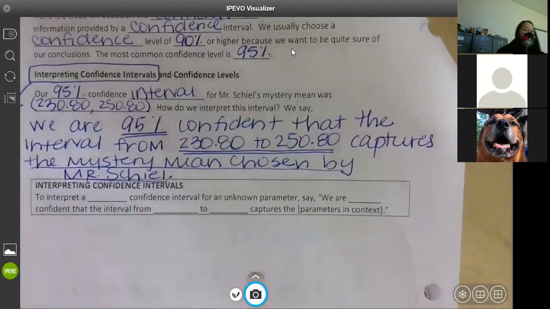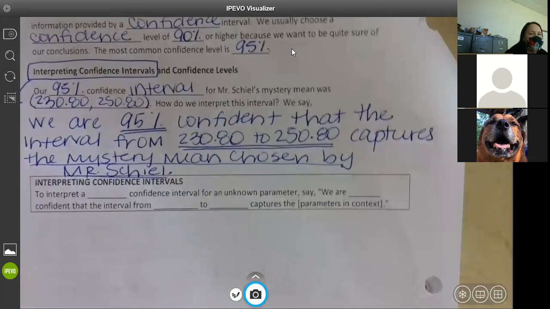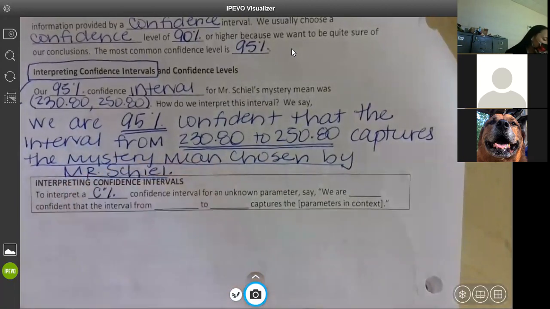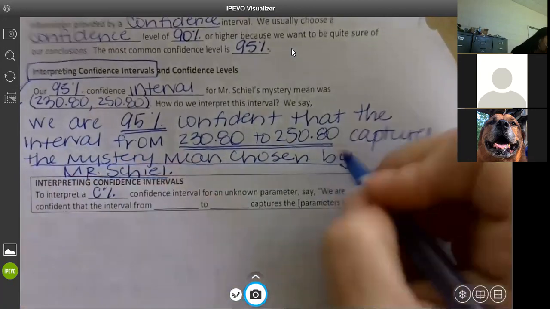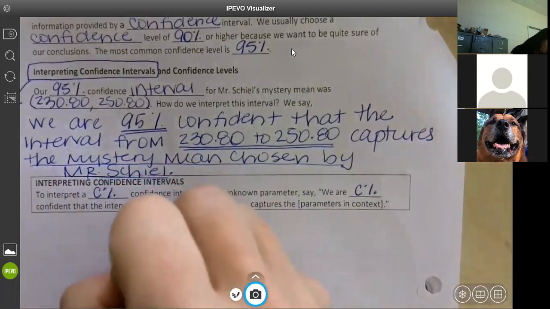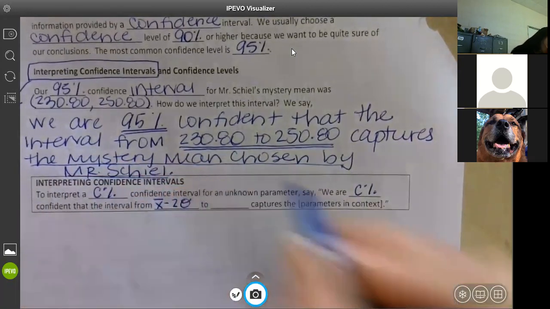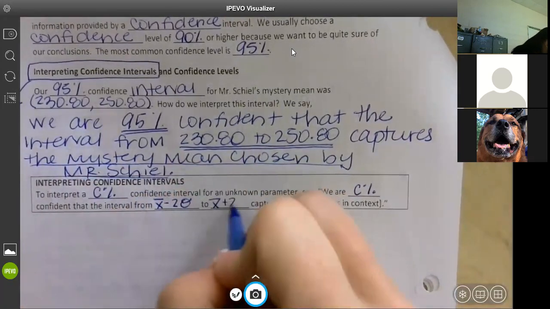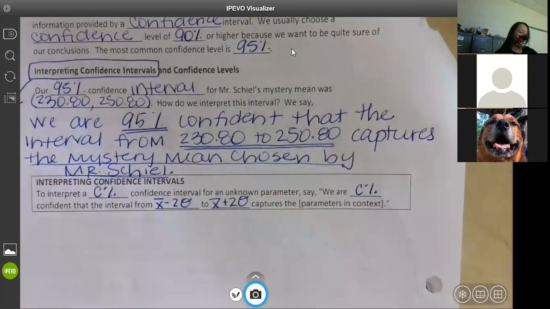Also variable. That's context of the problem. So that very last part is going to be what we were looking for in context of the problem. So again, to interpret a C% confidence interval for an unknown parameter, we say we are C% confident that the interval from X bar minus 2 standard deviations to X bar plus 2 standard deviations captures whatever parameter we have in context of the problem. So that's exactly how you write it every single time.